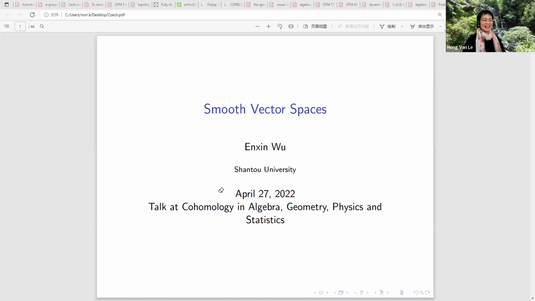It's my pleasure to have Enxin Wu from Shantou University as our speaker today. Enxin graduated from Canada, has the same supervisor as our co-organizer Igor Hapkin, and then spent 2 years as a postdoc in Vienna, but never visited Prague, and only visited online in the Zoom seminar. So today, Enxin Wu shall speak on smooth vector spaces.